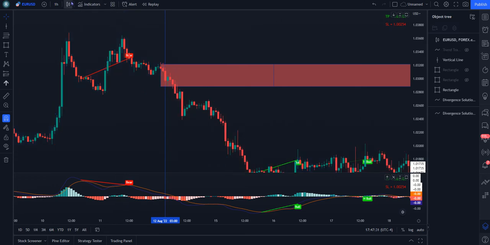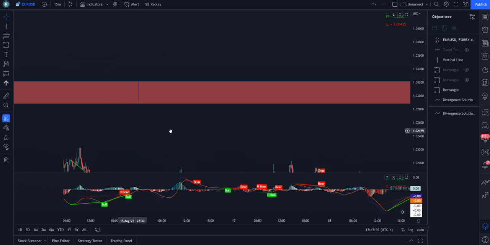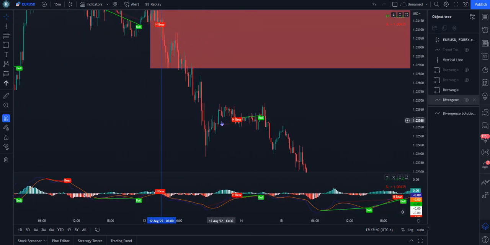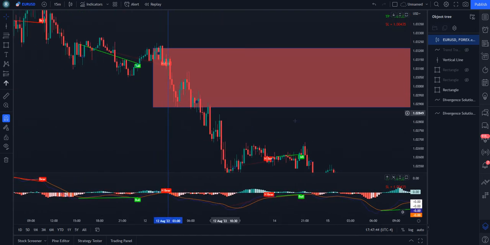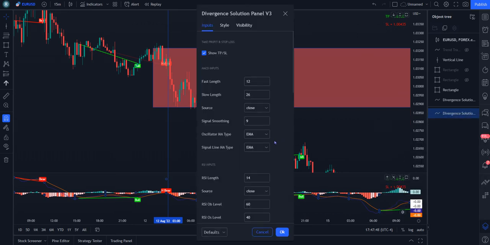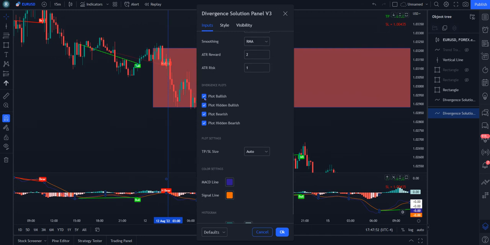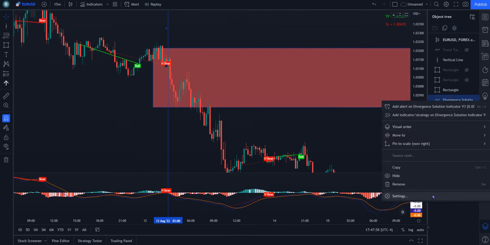Hide that. Drop back down to a 15-minute. So we've got the higher time frame trend bearish. So personally what I would do is go into the settings and hide the bullish divergences. And got to do it here as well.